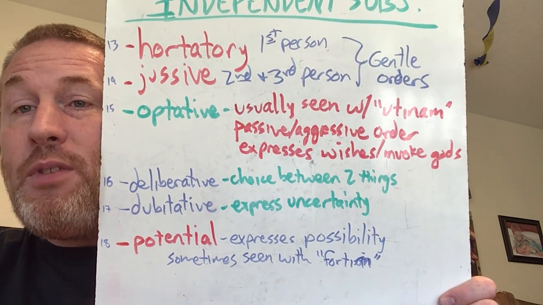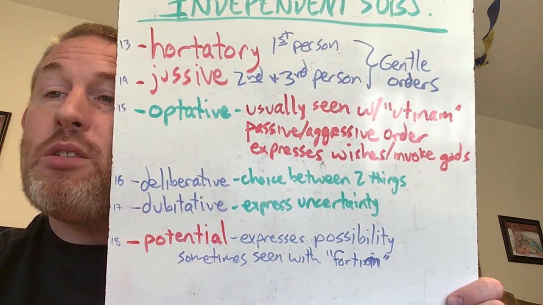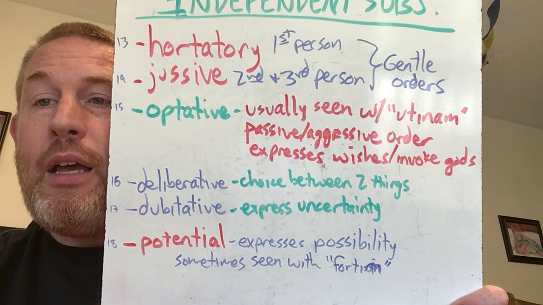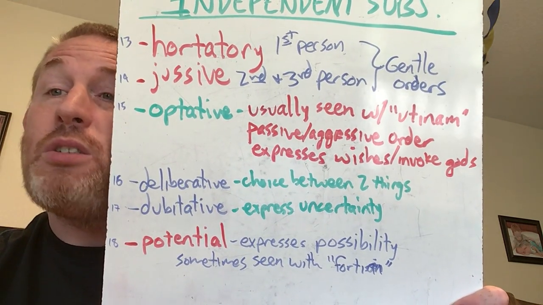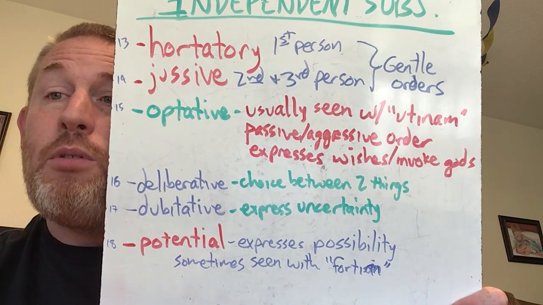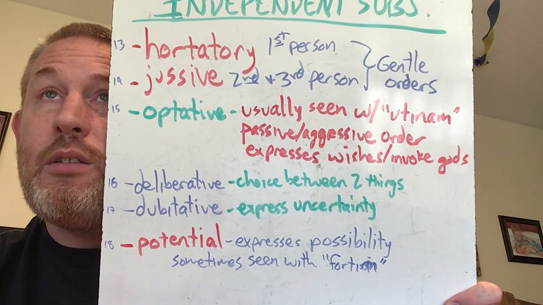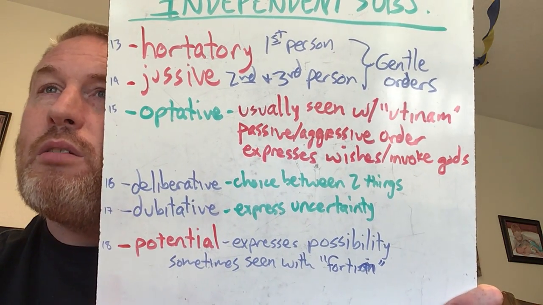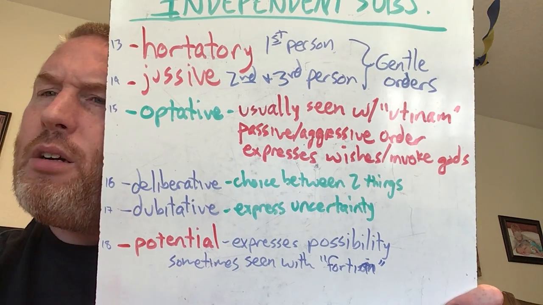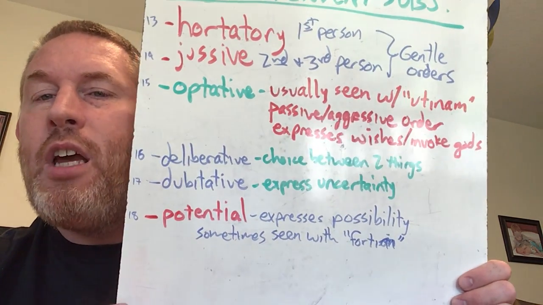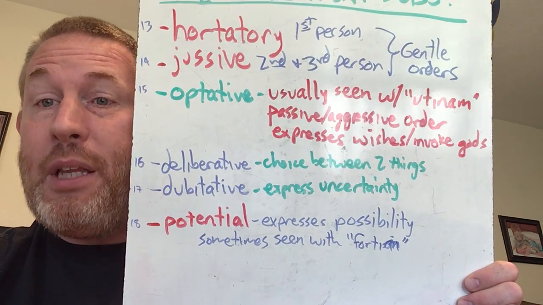The deliberative is pretty simple. You're choosing between two things. It is a binary choice. It is a dilemma. And the dubitative expresses uncertainty or doubt. So deliberative would be, I don't know whether to hang up or to throw the phone. The dubitative is, is that rain that I hear? You're expressing a doubt. And then the very last one is potential, and it expresses possibility.